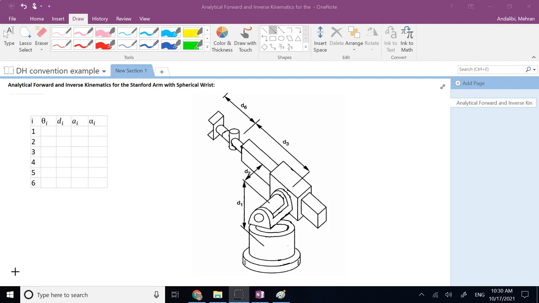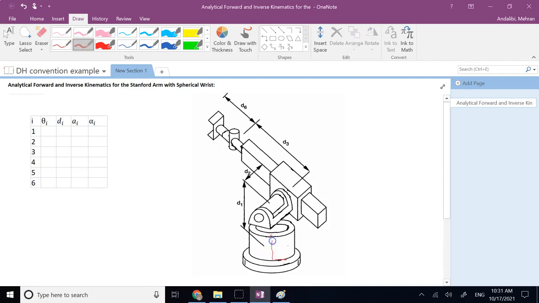So there are some distances that are important here. There is the distance of D1, D2, D3, and D6. So let's go ahead and get started with the forward kinematics using the DH method. First we set up the z-axes. Definitely z0 is going to be upward. So let's go ahead and do z0.